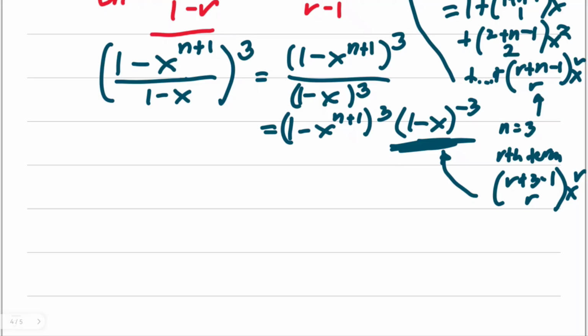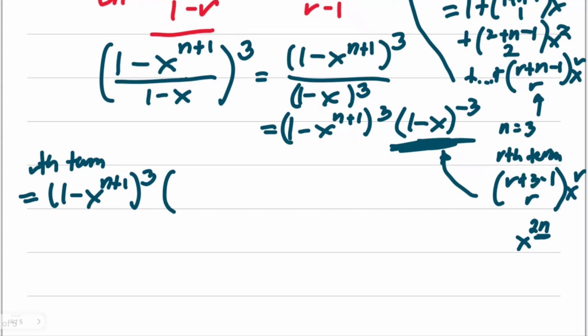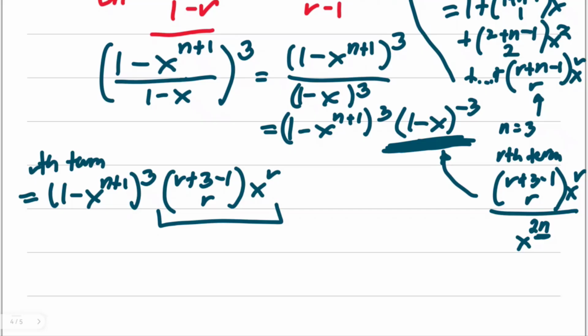And why are we using here the rth term? Because we would like to target x to the power of 2n, where this would be our r later on. And again, this is not similar to the n expressed here. So that is why we will use here the rth term. Okay, so this is in the form of 1 minus x to the power of n plus 1 cube. And for the rth term, we'll be using this form, r plus 3 minus 1 combination r x to the power of r. Why are we using this? Because all the terms in this expansion are actually expressed in this form. So for the rth term, in the same expansion, our r later on will be used again to solve for the coefficient of our target.